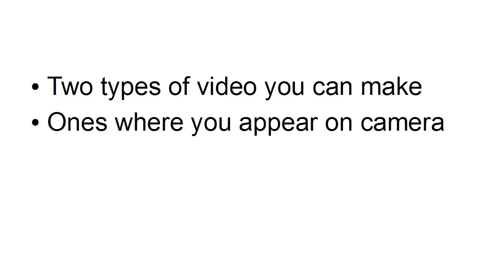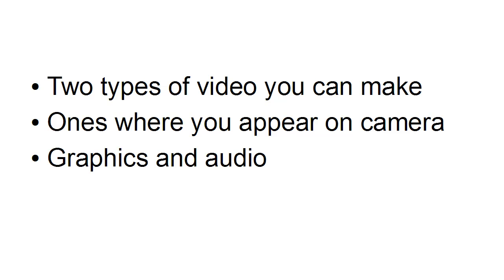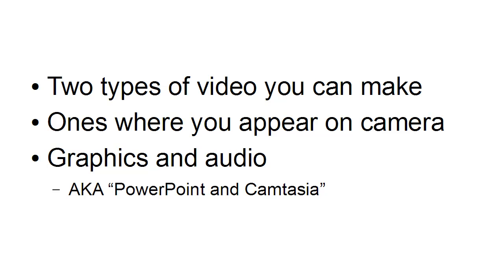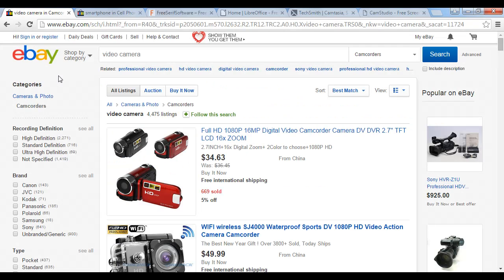Now, there are two types of video that you can make. There are ones where you appear on camera, and there are also videos that are just graphics and audio. These are sometimes known as PowerPoint and Camtasia videos after the types of software that's involved. And this type of video is a PowerPoint and Camtasia video. Now, I don't have time to go into the mechanics of video making in this video because it is quite a complicated subject, but there are lots of videos on YouTube that can help point you in the right direction. What I can show you, though, is that there are a few tools that you're going to need in order to make an effective video.